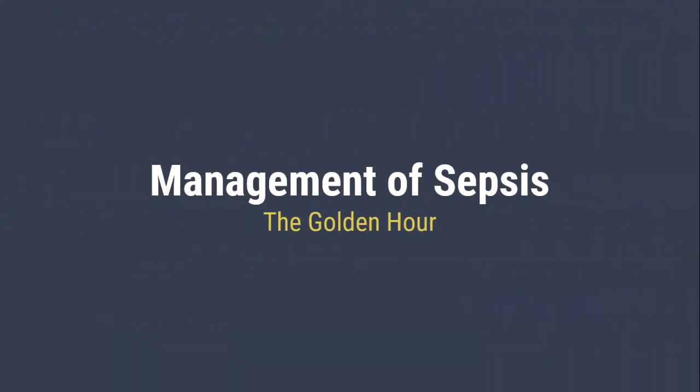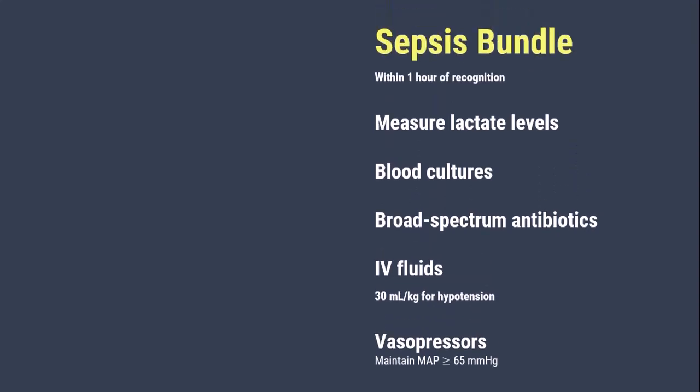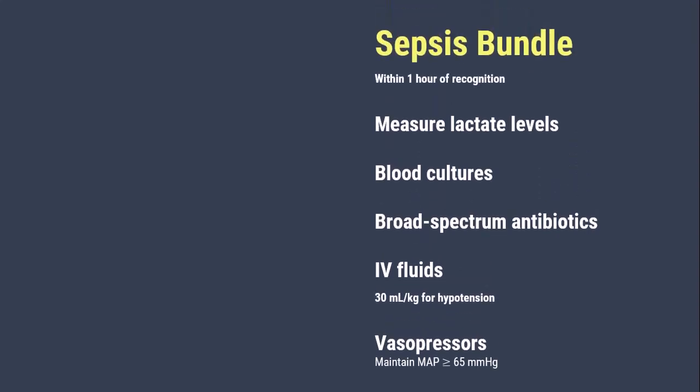Once sepsis is identified, early management is crucial. We follow what is known as the Sepsis Bundle, and these steps need to be completed within the first hour. These include measuring lactate levels, obtaining blood cultures, administering broad-spectrum antibiotics, and giving IV fluids. If the patient's blood pressure remains low, vasopressors are needed to maintain a mean arterial pressure of 65.